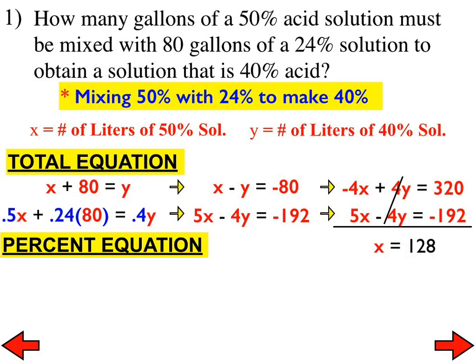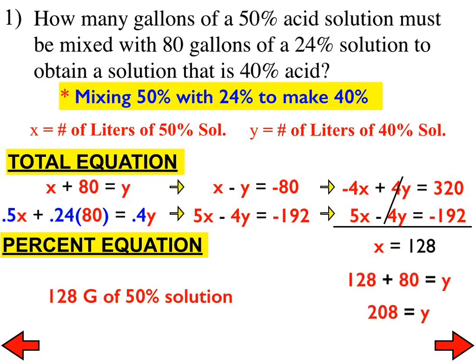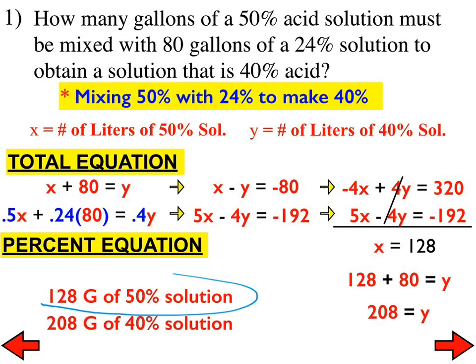And you can see right there, I have 128 for x, so that means 128 liters of the 50%. I went ahead and found the y in case we get a problem where we had to do that, but really all that I'm looking for is the 128. Did I say liters? Yeah, we're finding gallons this time. 128 gallons of the 50%. All right. Do number 2 all the way through, please.